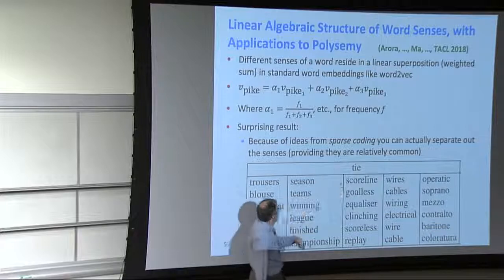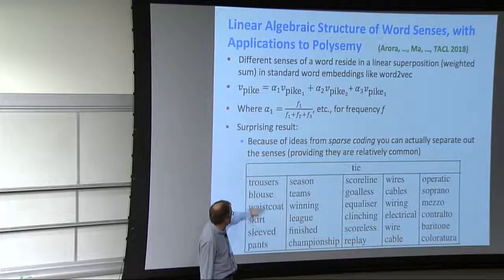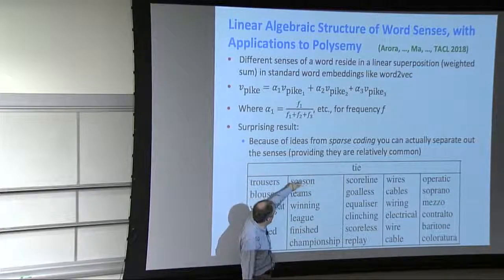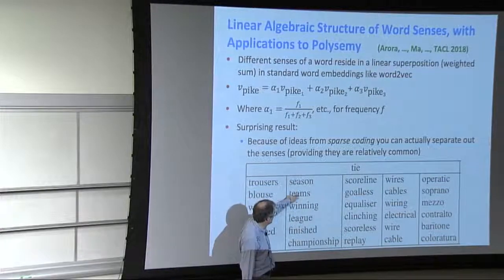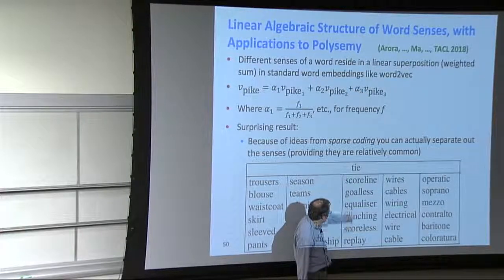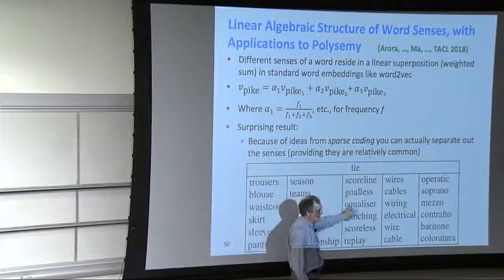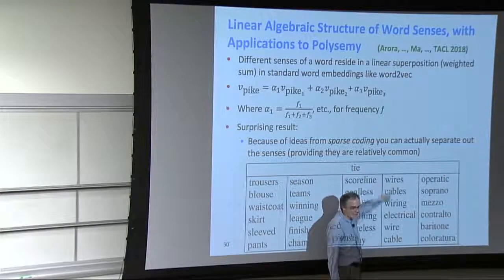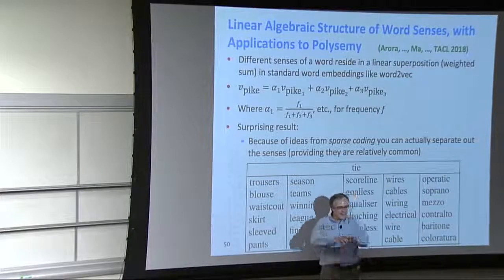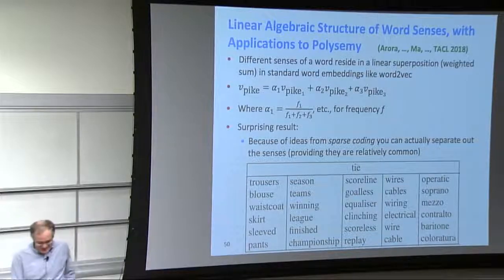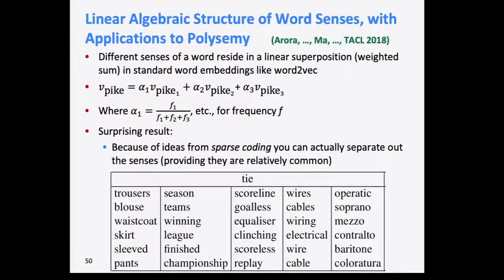So tie has one meaning component that's in this space of trousers, blouse, waistcoat. That makes sense. Another one in this meaning component of season, teams, winning, league makes sense. Scoreline, goalless, equalizer, clinching, scoreless. This one seems to overlap with this one a bit. But here, tie, this is sort of cable ties and wire ties and things like that. So they're actually able to pull out the different sense meanings from out of the meaning of the word. So that is a kind of cool thing.